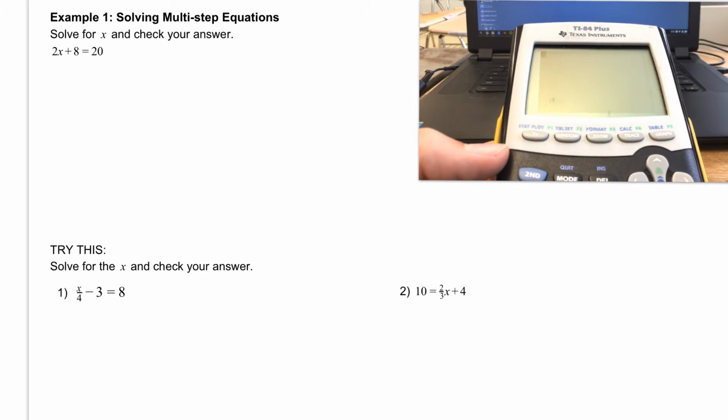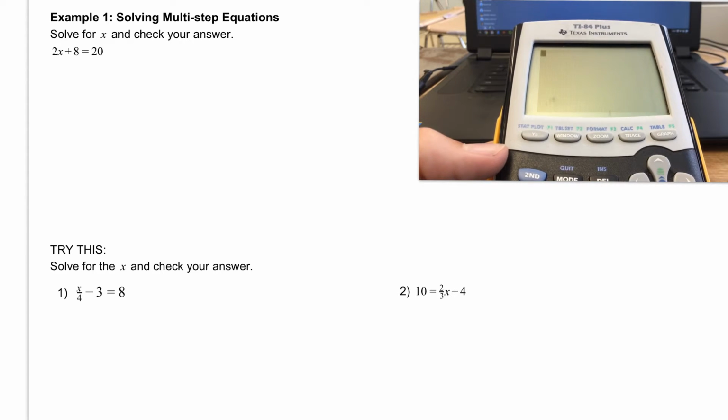In example 1, we're going to start solving multi-step equations. We have 2x plus 8 equal to 20 over here on this example 1. So the first thing we have to do is identify where our x is at. Our x is over here on the left. And what's being done to the x is it's being multiplied by 2, and we are adding 8 to it.